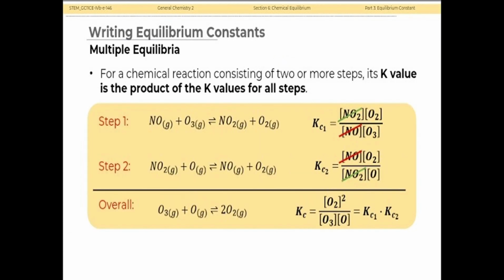For a chemical reaction consisting of two or more steps, its K value is the product of the K values of all steps. Now consider the reaction of ozone, O3, with atomic oxygen. This reaction can be split into two steps of reactions involving nitric oxide, NO. Note that the equilibrium constant for the overall reaction is the product of the constants of the two steps.